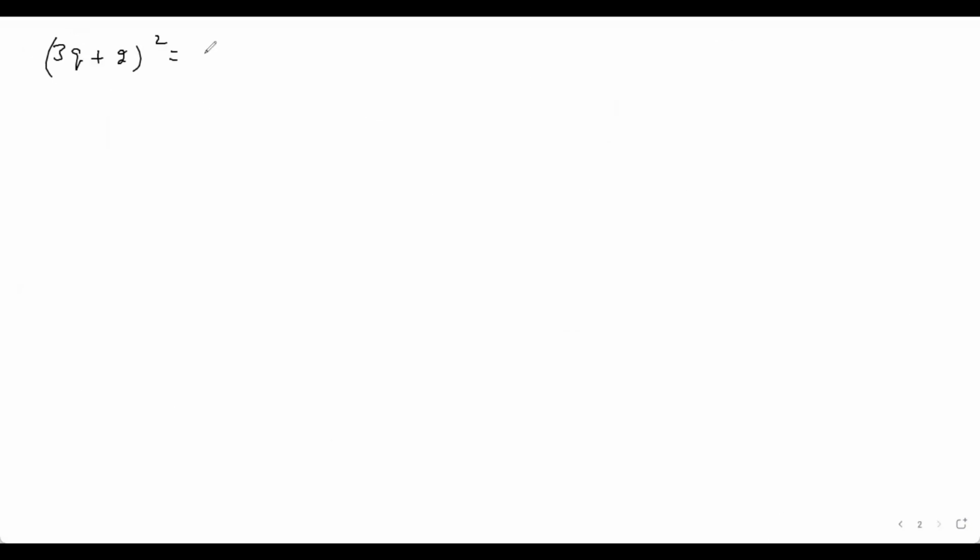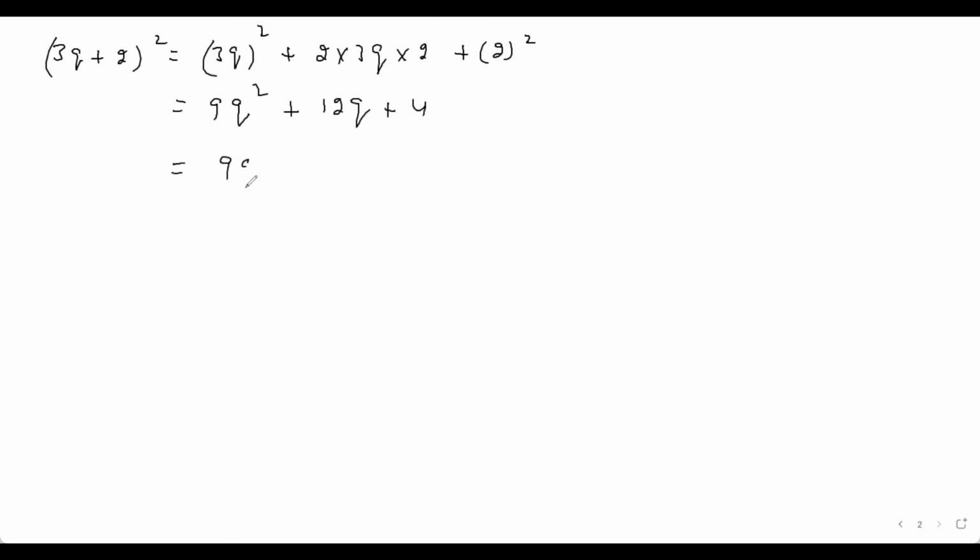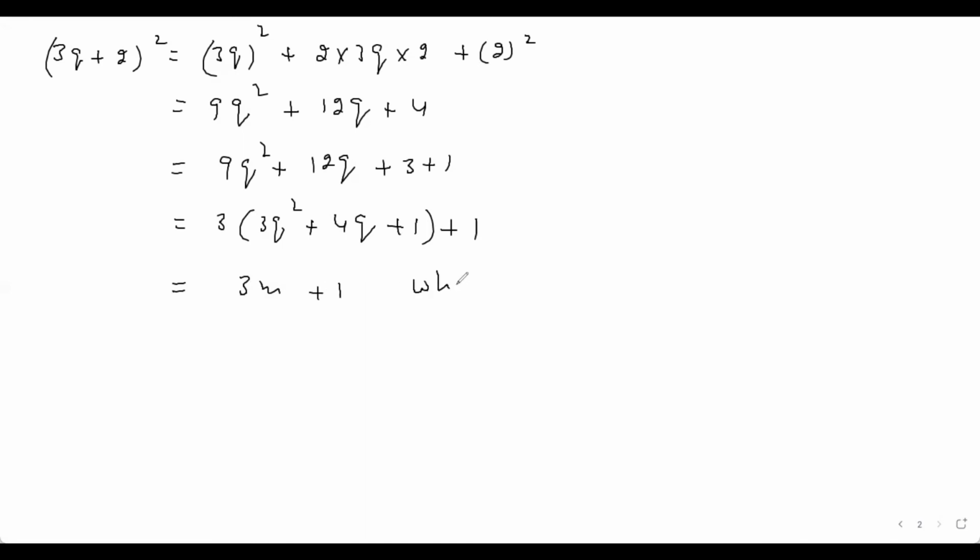Now find 3q plus 2 whole square. It is equal to 3q whole square plus 2 times 3q into 2 plus 2 whole square. This is equal to 9q square plus 12q plus 4. This can be written as 9q square plus 12q plus 3 plus 1. Bifurcate 4 as 3 plus 1. Take 3 common, you will have 3 times 3q square plus 4q plus 1, plus 1. This is equal to 3m plus 1, where m is a positive integer.